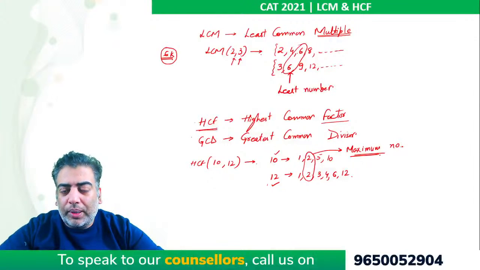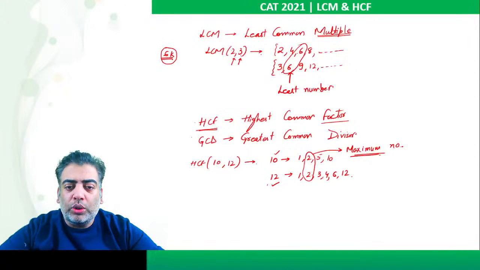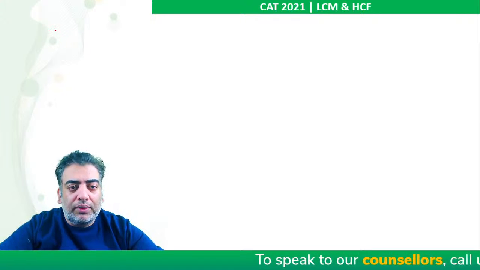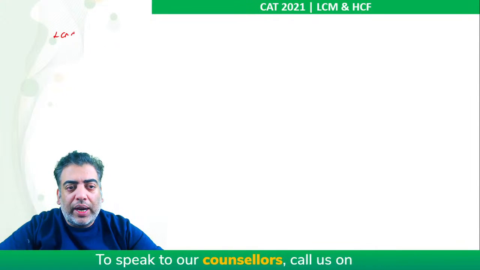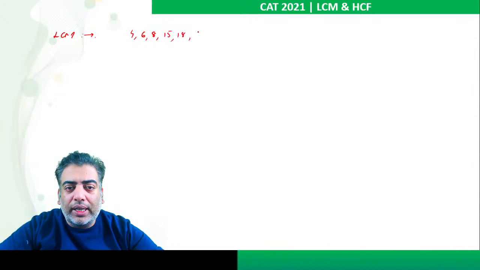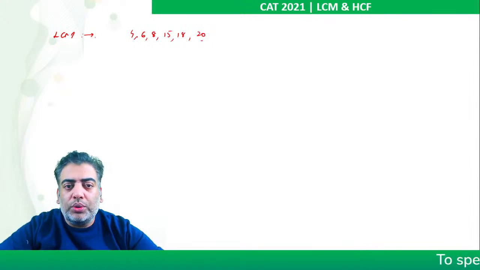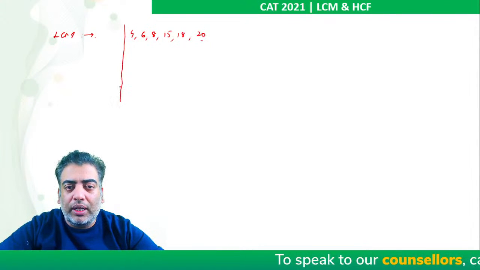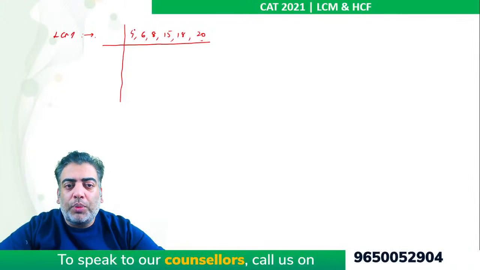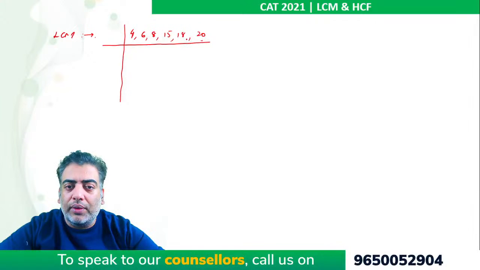So this is the basic definition of LCM and HCF. Now, if a few numbers are given to me and we need to find their LCM and HCF, we must know the process of finding LCM and HCF. So there is one method which we are taught in school to find the LCM of all the numbers given to me. Let's say we are required to find the LCM of 4, 6, 8, 15, 18, and 20. So what we used to do in school was we used to write them in a straight line, and then we start dividing by the smallest prime number that we can see in the given numbers.